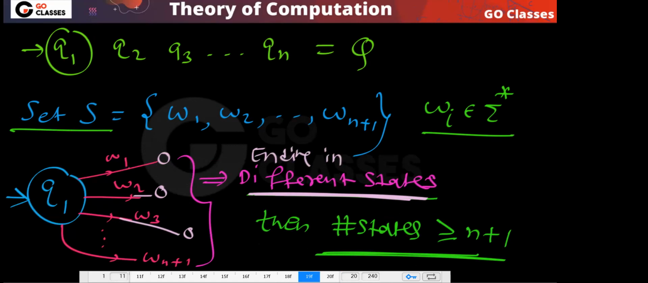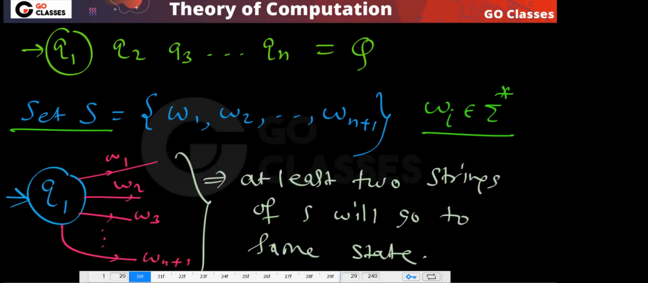So if they are ending in different states, total n plus 1 strings we have. Total these many strings we have. And if they end in different states, then you need at least n plus 1 states. Okay, it's like this. Let me tell you, this is very important to understand.